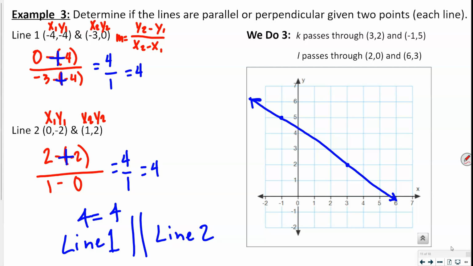So our line L is 2, 0. That's right there, 2 to the right. Remember, this is our x value first and then our y value. And then 6, 3 is right here. So now we're going to draw a line through there. Okay.